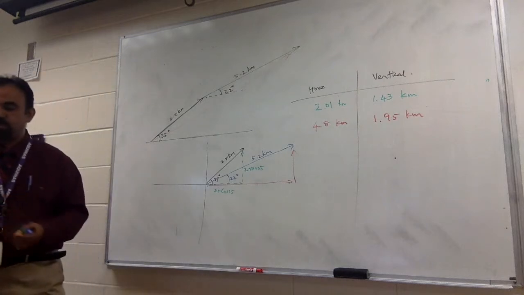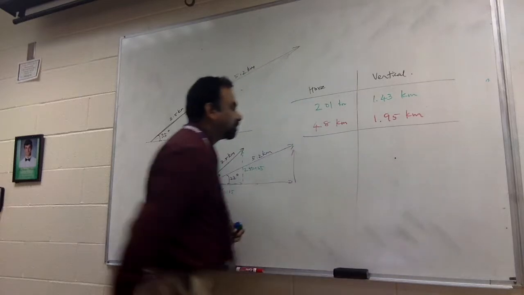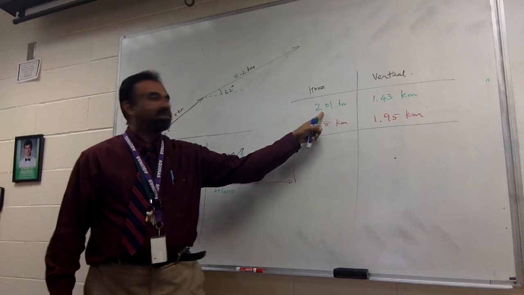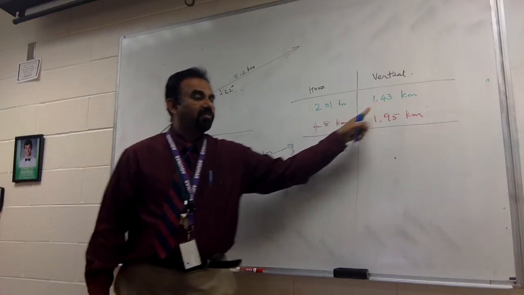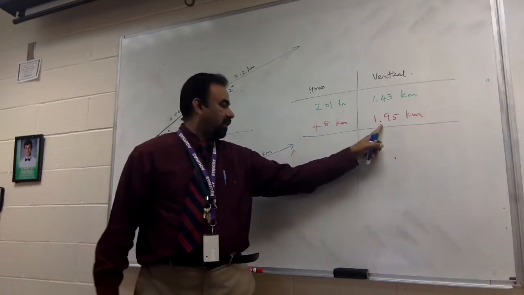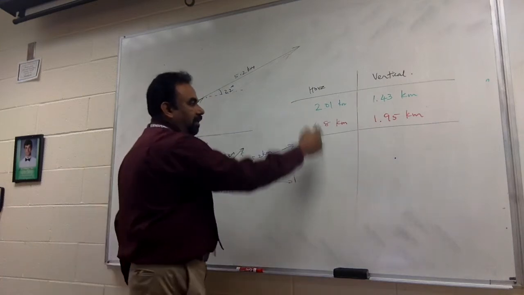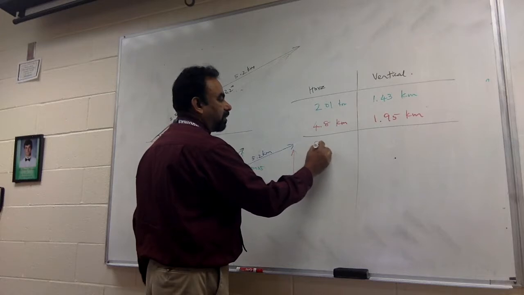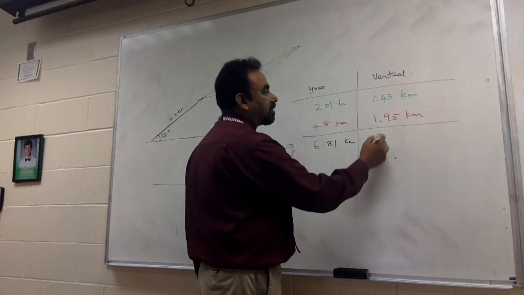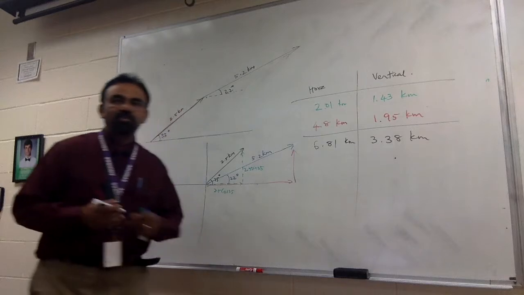So once you have the two components written down, that is to be done carefully. Once you do that, again, this is 2.5 cosine 35. This is 2.5 sine 35. This is 5.2 cosine 22. This is 5.2 sine 22. Clear? Add them up. So you get 6.81 kilometers, and this one is 3.38 kilometers. Now we have the two components.